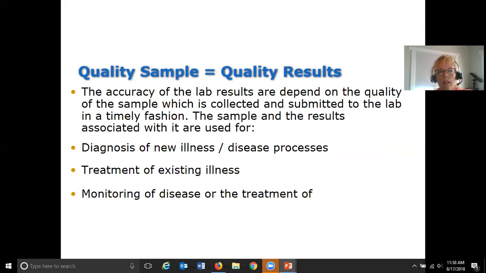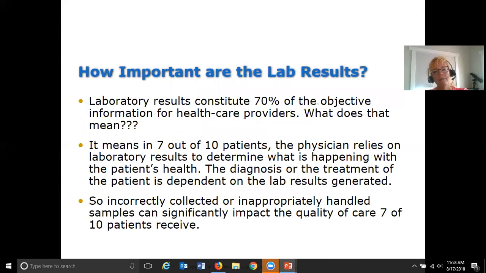One of the main principles in phlebotomy and in laboratory testing in general is that our results are only as good as our sample. If we don't have a good sample to start with, we're not going to give the doctor good results to work with. So remember that we use samples to diagnose maybe a new disease or follow a disease process. We use it to evaluate treatment or drugs they may be receiving, and we use it for monitoring the disease and the treatment of the disease. So lab results in 7 out of 10 patients are the basis for the physician making the diagnosis.